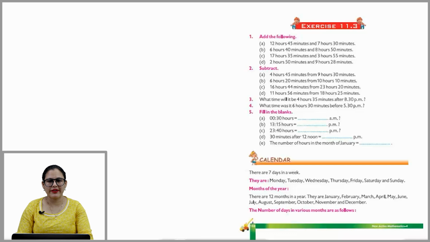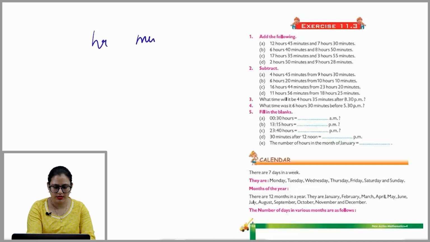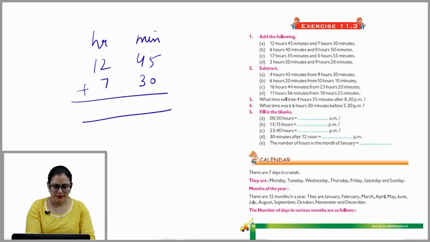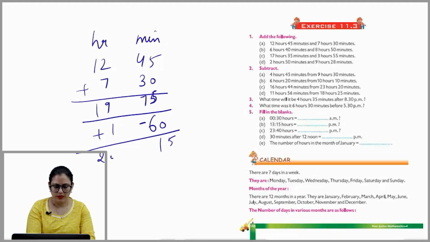Let's do exercise 11.3. You have to add. First make two columns, hours and minutes. 12 hours 45 minutes, 7 hours 30 minutes, and add. 5, 7, okay, 75 minutes. Subtract 60 and add 1 here. So 20 hours and 15 minutes is the answer.